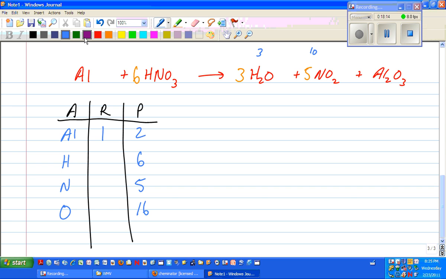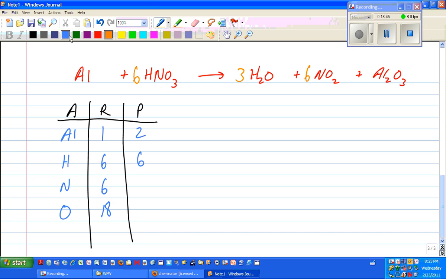So I'm going to keep counting. It's getting tedious. I've got 6 times 1 is 6 hydrogens, 6 nitrogens, and 18 oxygens. Well, my nitrogens are out of balance. Let me go over to the other side, get rid of my scratch work here. So I'm going to make that a 6, and that's going to affect my nitrogen and my oxygen.